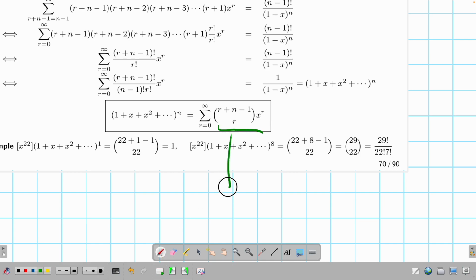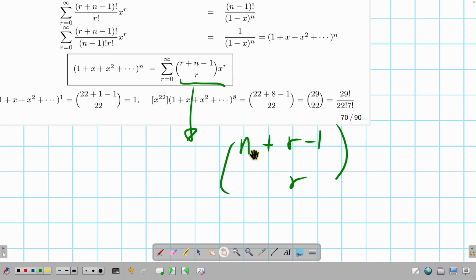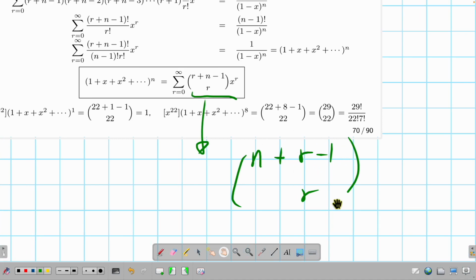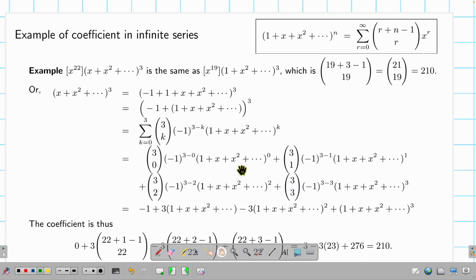And what is this actually? This looks like n choose r allowing repetition. Okay, this is exactly the same thing: n choose r allowing repetition. So now we have this box, so we can use it for application.